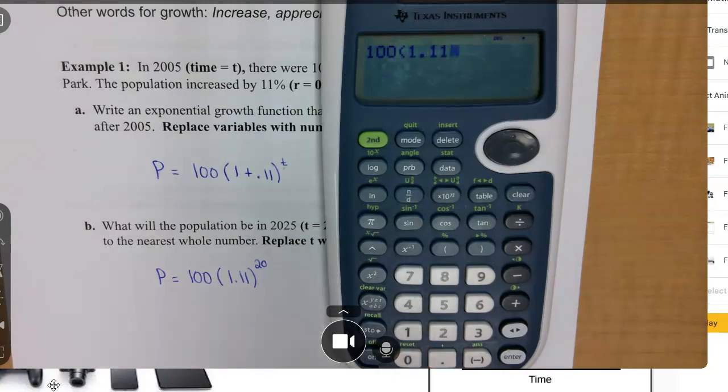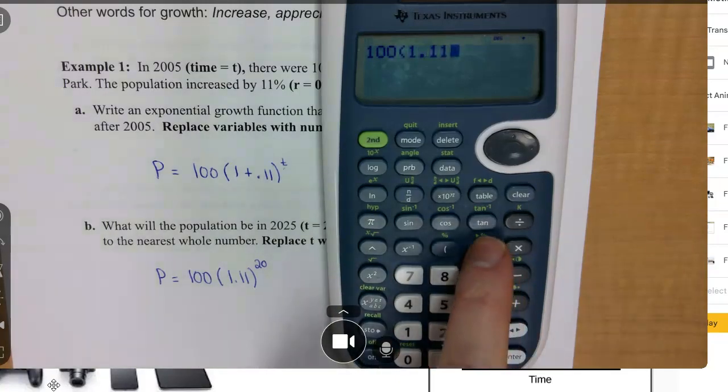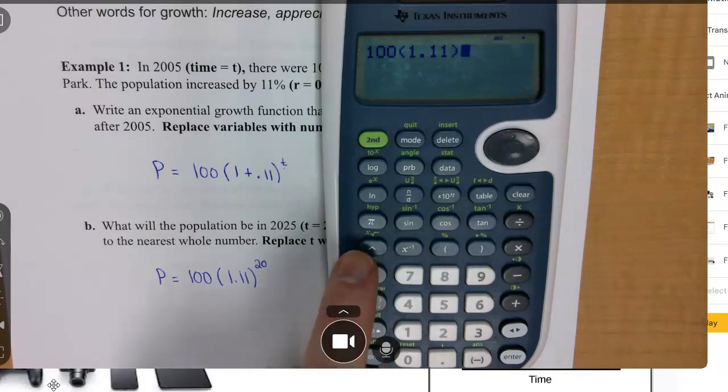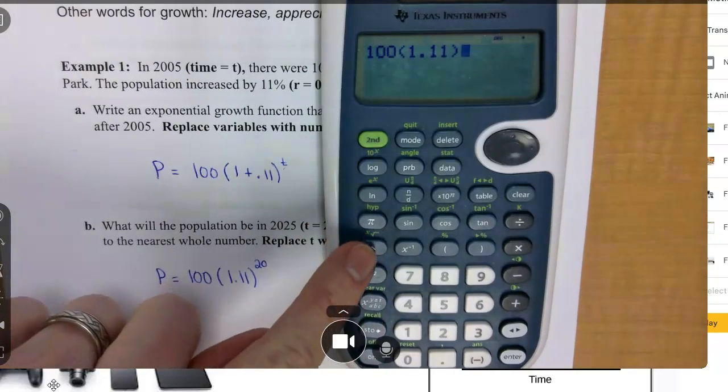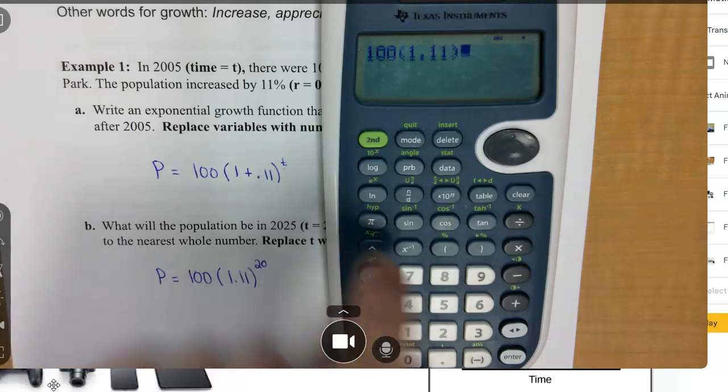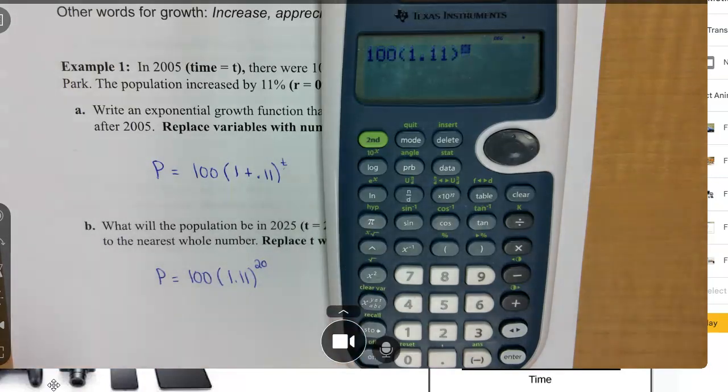1.11, that was the 1 plus the 11% growth, close parentheses, exponent button. Remember this one right here, it's like a little caret, and it's going to, hey, carrot, rabbits, that's funny, to the 20th power. That means 20 years from the first year that there were 100 rabbits, and now I press enter.